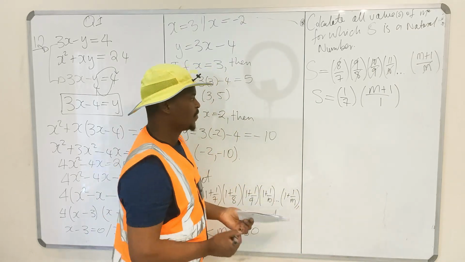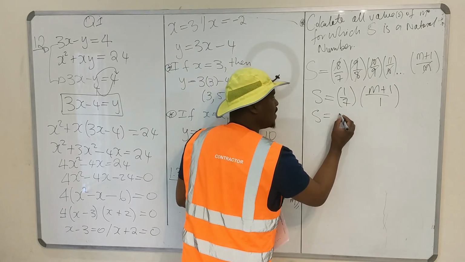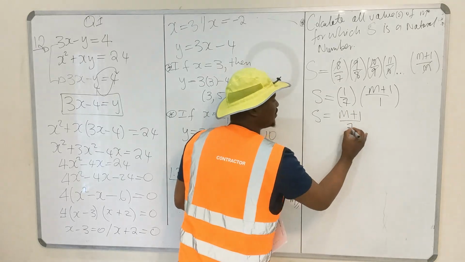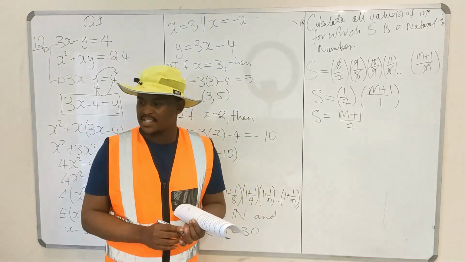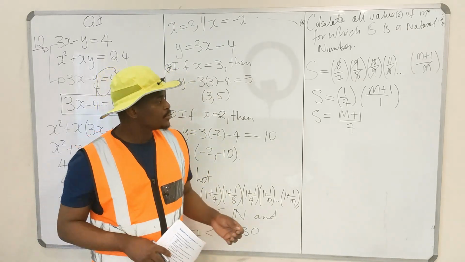So, your S is equal to what? Your S is equal to m plus 1 over 7. Are you happy with that? Are you happy with that? Okay.